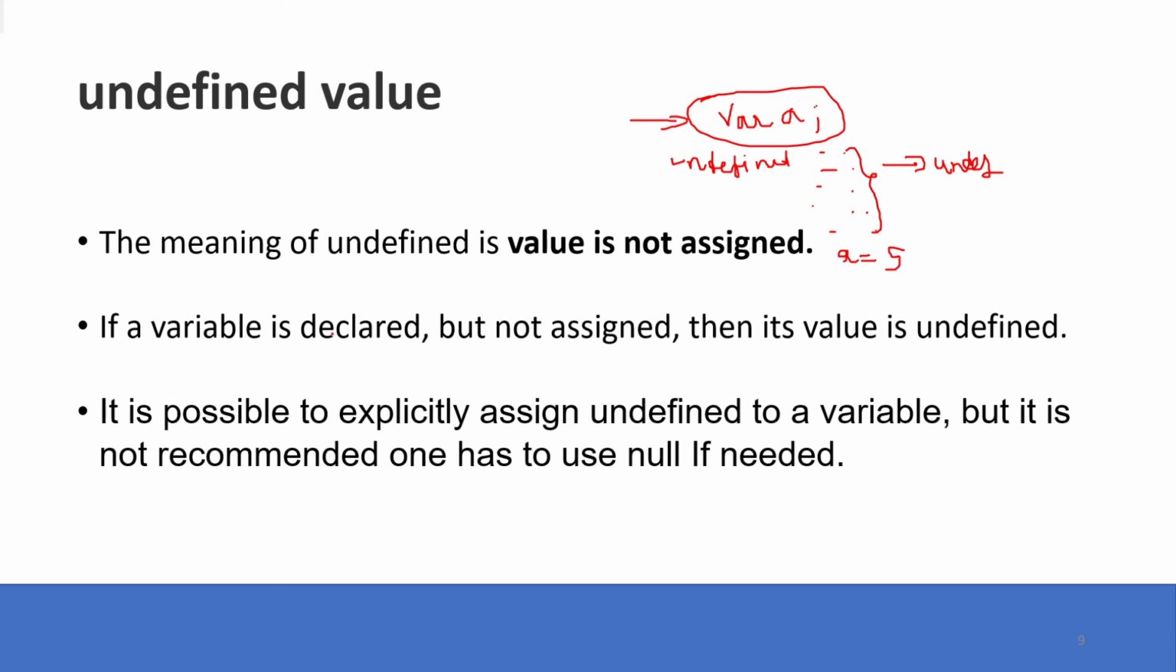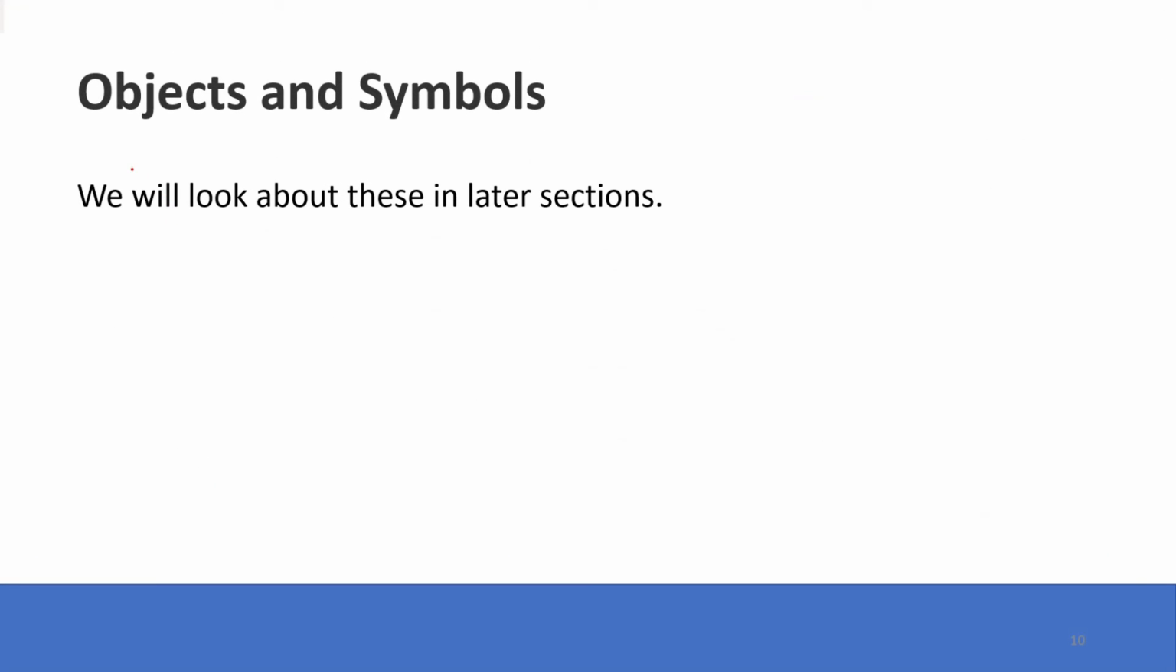So undefined is used when a variable is declared but not assigned, then its value is undefined. It is possible to explicitly assign undefined to a variable, but it is not recommended. As we have talked, the JavaScript engine itself does that, so we should not do that. About objects and symbols, we will talk in a later section.